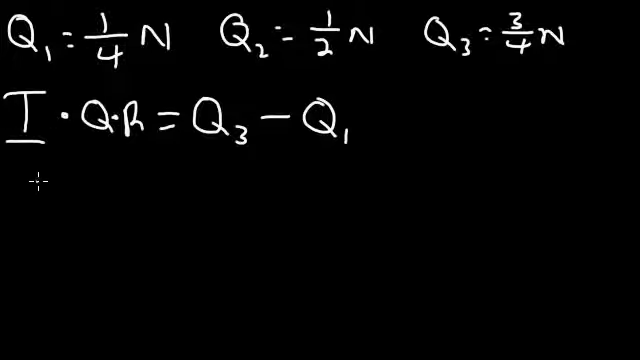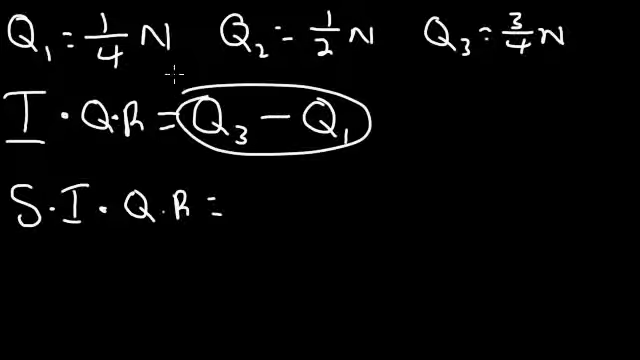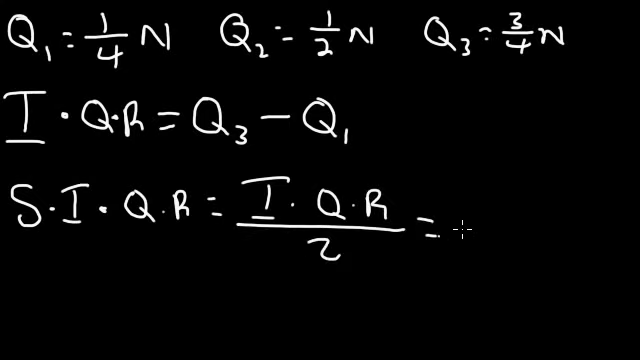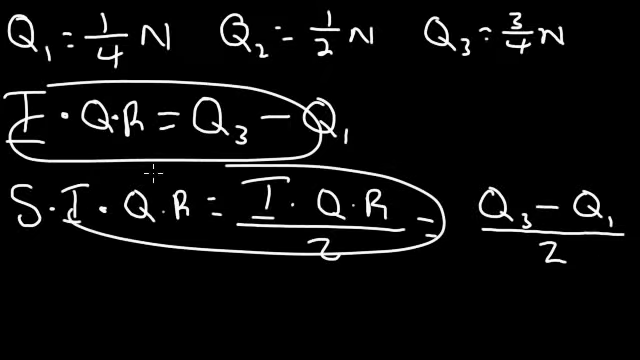Perfect. Now, we also have semi-interquartile range, written for short as SIQR. And this simply equals the average of this result. That's IQR divided by 2, which is indeed equal to Q3 minus Q1 all divided by 2. Now, these two formulas for interquartile and semi-interquartile range apply to grouped and ungrouped data.